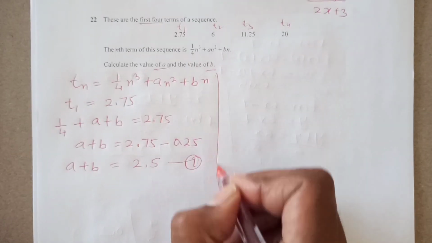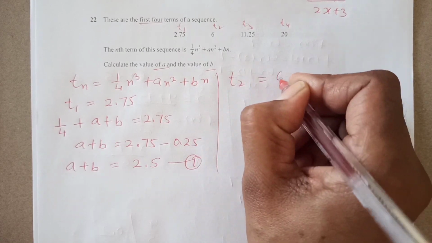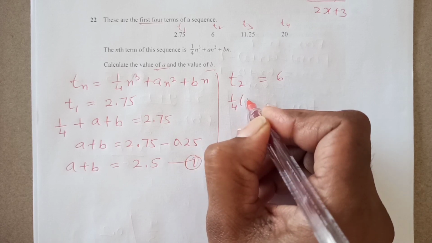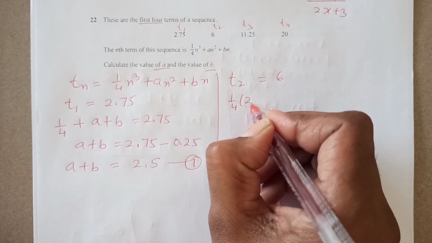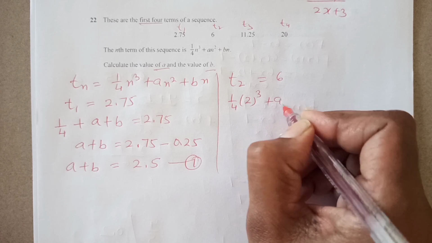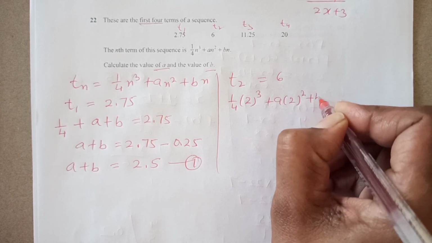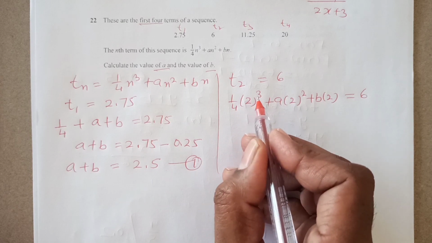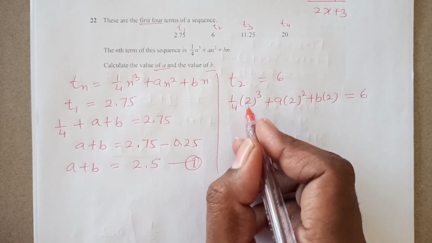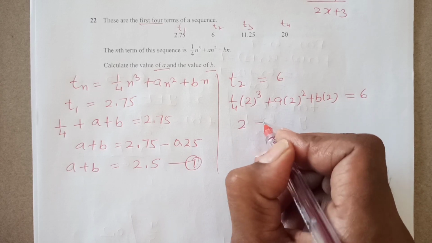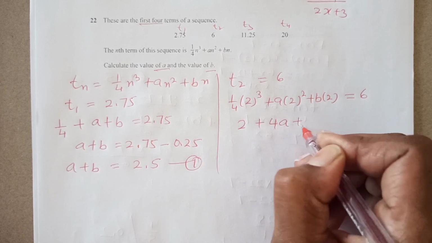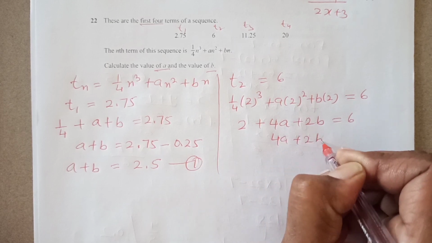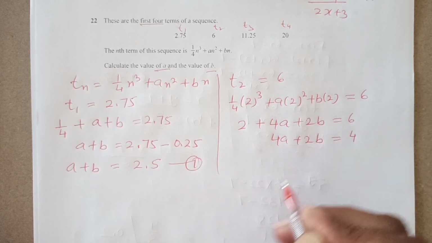Second one, we can have T2. T2 is 6. So now replace the value as 2. 1 over 4, replace the value of n as 2, plus A times 2 squared plus B times 2, and this is equal to 6. So this is 2 times 2, 4 times 2, 8. So 8 divided by 4 is 2, then plus 4A plus 2B equals 6. So 4A plus 2B is equal to 6 minus 2, it is 4.